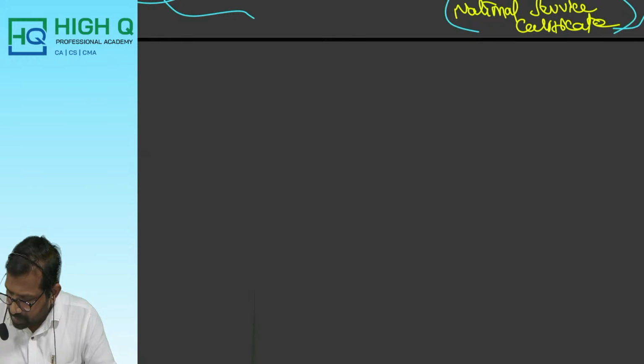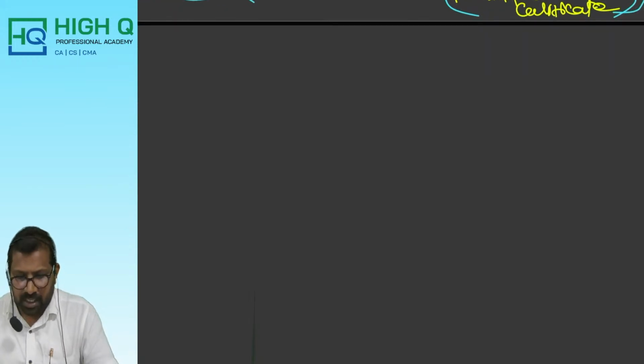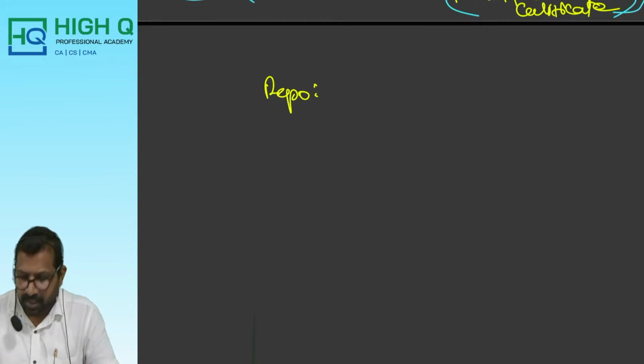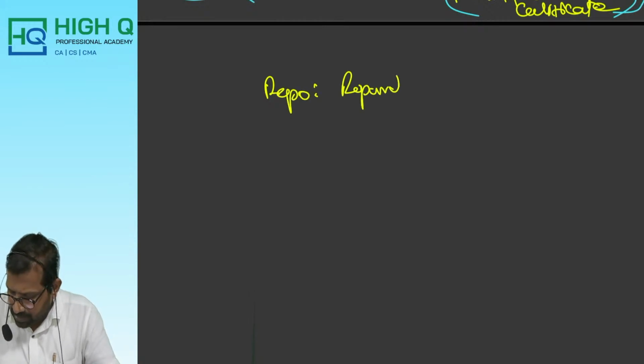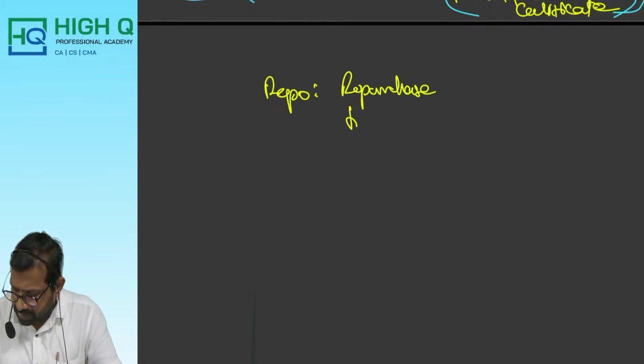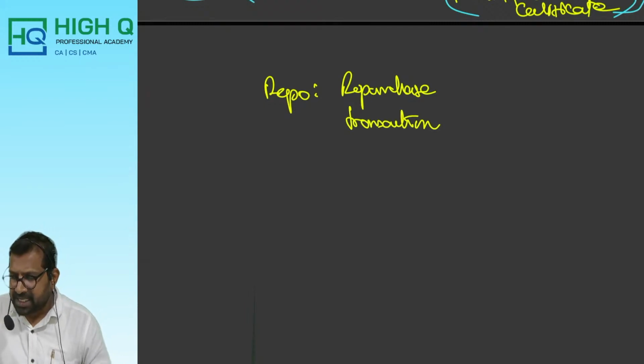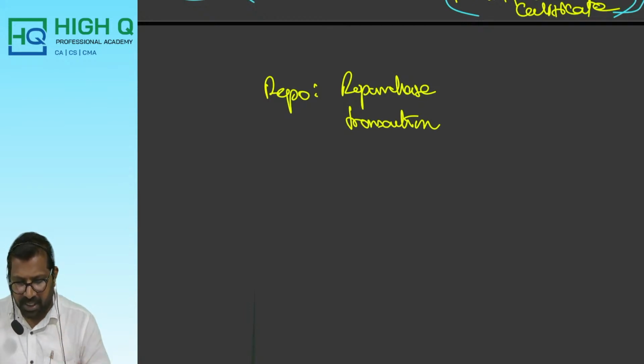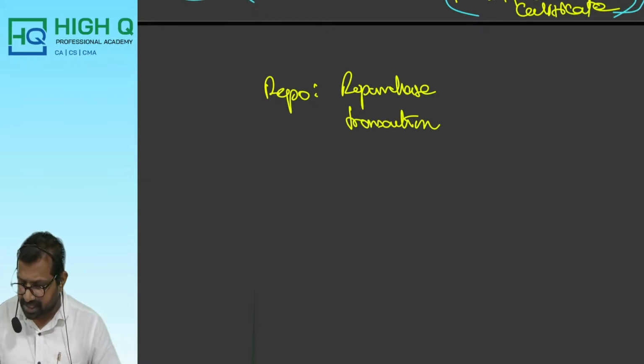Then later they will ask another important concept, repo. It's nothing but a repurchase transaction. Each and every concept in economics, if you understand it practically instead of only theoretically, then it is easy to mark the answers in case they ask the question in any way. For that, the practical aspect is very important. So what is meant by repo? It's a repurchase transaction.